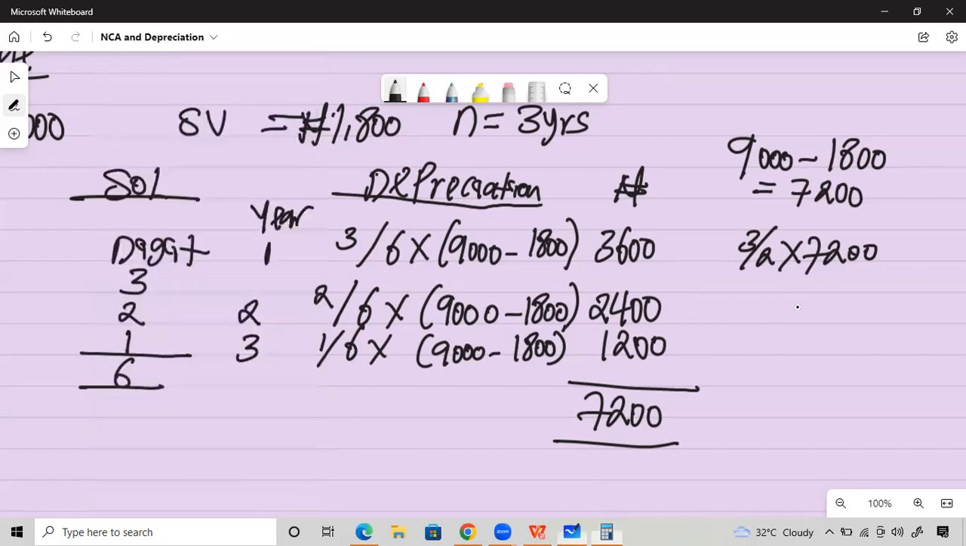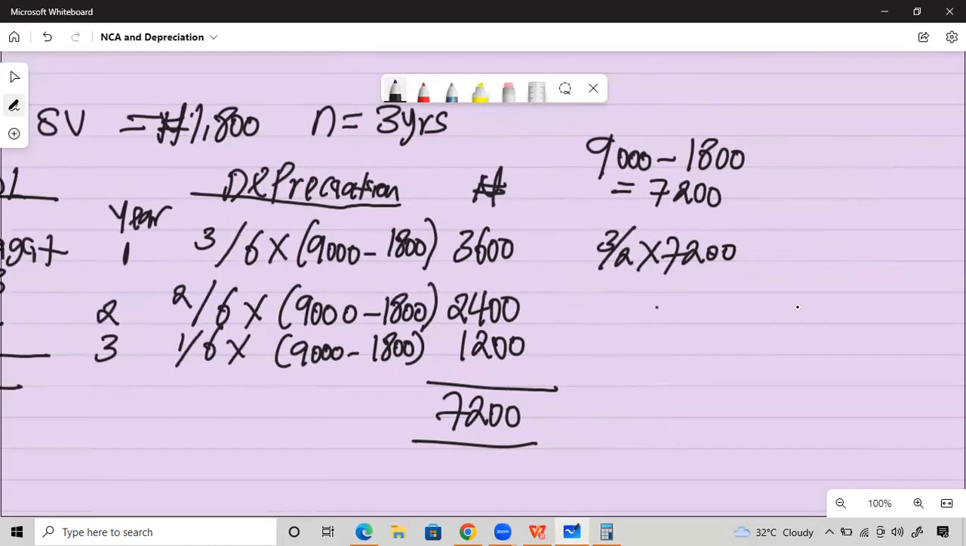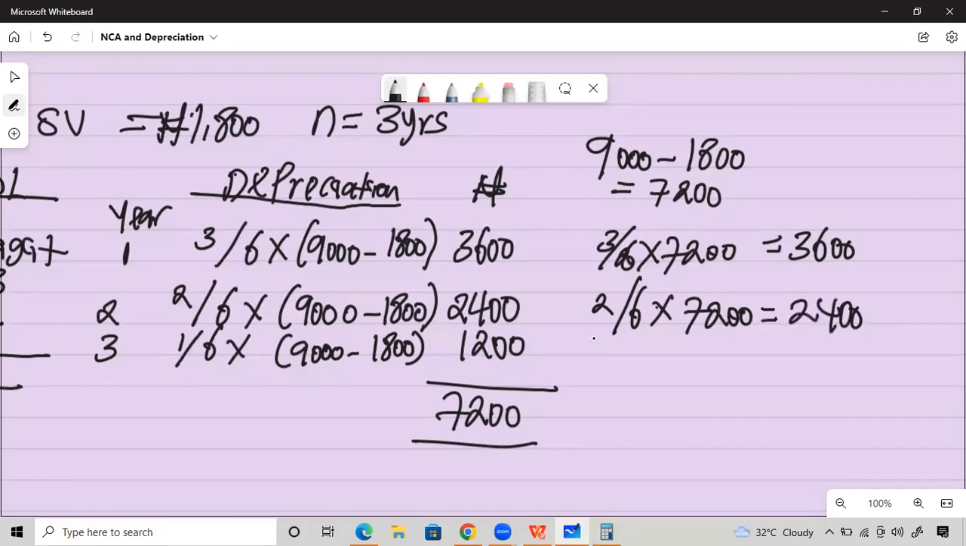Okay, so this one will also give you 3,600. You can as well say 2 divided by 6 multiplied by 7,200. You're also going to have 2,400. As well say 1 divided by 6 multiplied by 7,200. This will also give you 1,200. Now, you're still going to have 7,200 in total.